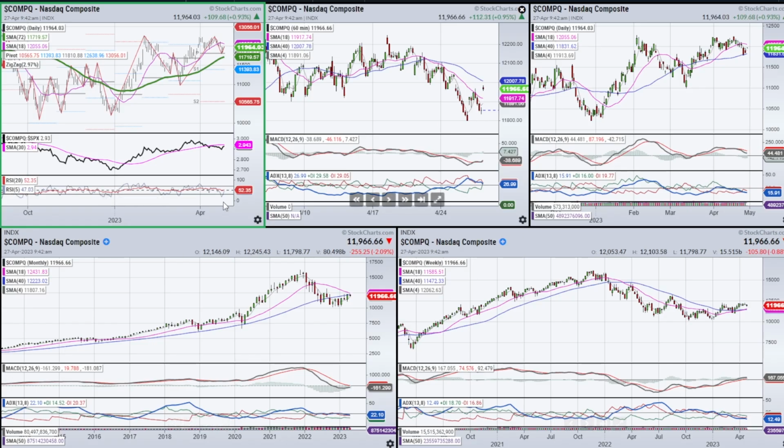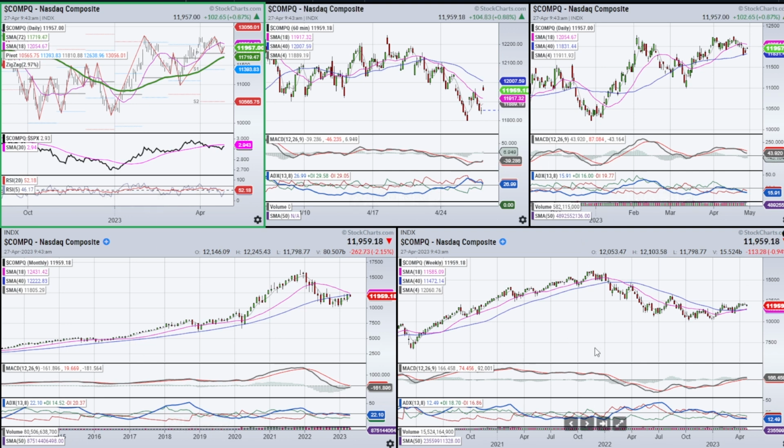Okay, so I've got my 5 charts up, starting with the Nasdaq Composite. The 5 charts are monthly in the bottom left, weekly in the bottom right, daily in the upper right. In the middle up top is the hourly, and then up on the left I've got a zigzag chart of the weekly with the relative strength and the RSI, overbought, oversold, both the 20 and the 5 RSI. All right, so I've got basically everything that I look at in a stock all on one screen.